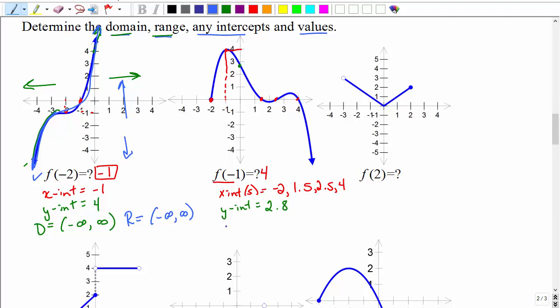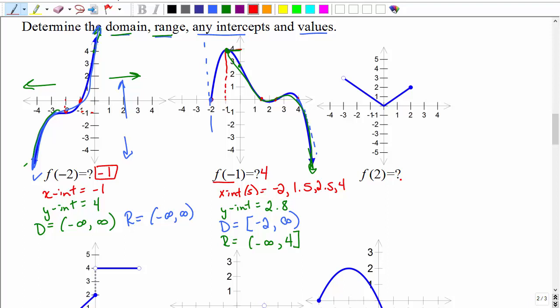All right, now domain. Domain is left and right. This is the furthest left it goes, and it includes negative 2, so I'm going to put a bracket. And no, it doesn't stop at 4. Can you see that this part is still getting wider and wider? It goes all the way to infinity. The range is how low does it go? Forever, that's negative infinity. And what's the tallest point? At positive 4, and it's included, so we put a bracket.